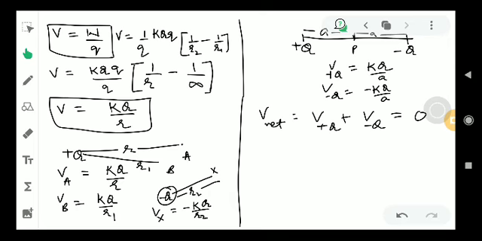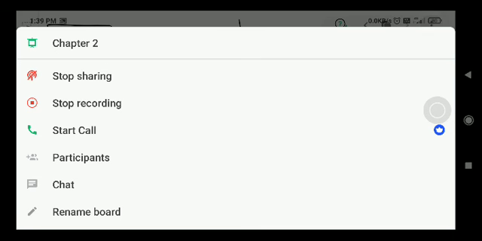Now there is a question for you. Can you devise a system where the electric field is 0 at that point but the electric potential is non-zero? That is the exercise for today. I hope you will do that. If there is any doubt, you can always ask.